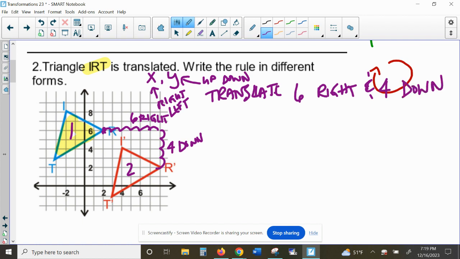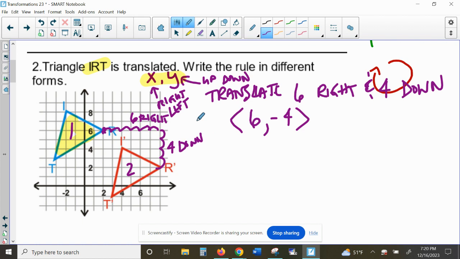I can also write it as a vector. Remember, you put the little things. Always travel on your x-axis first. Always think about this xy business right here. So do the x first all the time. So that means 6 to the right and 4 down. So that is up, down. So remember, down is in the negative direction. So this is another way to write it.